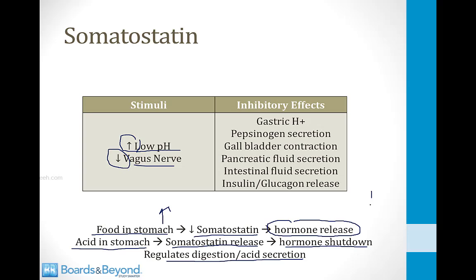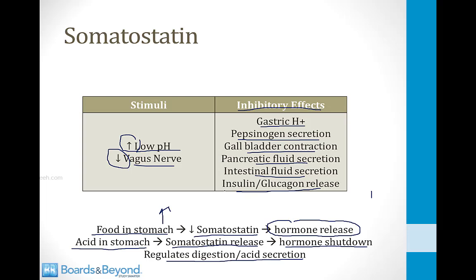The inhibitory effects of somatostatin are many. I've summarized some of the important ones on the screen here. Somatostatin can inhibit gastric acid release. It can inhibit secretion of pepsinogen. It can also blunt gallbladder contraction. It can inhibit pancreatic fluid secretion and intestinal fluid secretion, and it can blunt insulin and glucagon release.